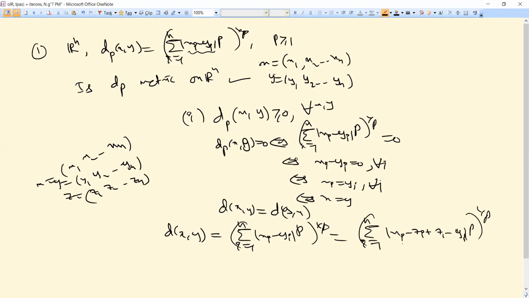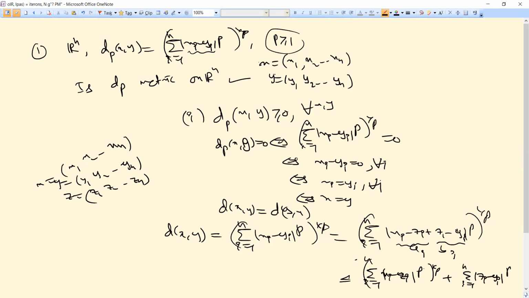So by using the Minkowski inequality, this is my a, this is my b. You know that p is bigger than 1. So whenever p is bigger than 1, this can be written using the Minkowski inequality, where this is my ai and this is my bi. So summation of mod of ai whole power p plus summation i equals 1 to n of mod of bi whole power p, that means mod of zi minus yi whole power p whole power 1 by p. Therefore, this is my d of x comma z and this is my d of z comma y. Therefore, it satisfies the triangle inequality. Hence, it is a metric. It is nothing but the LP metric.